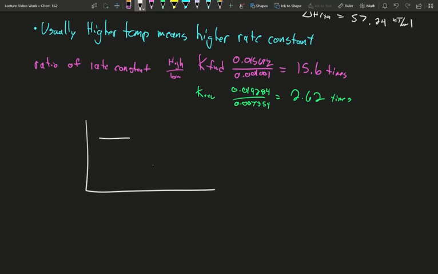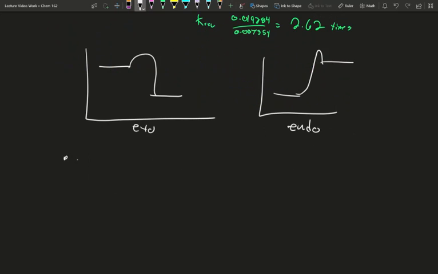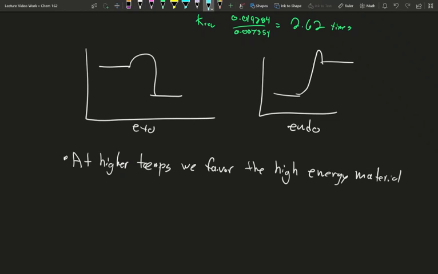What this really means is that any time you have a reaction, if it's exothermic, or like in this case, if it's endothermic, what happens is that at high temperatures, we favor the high energy material. In an endothermic reaction, you need heat to go to the product. If there's more ambient energy from a higher temp, then we have more heat. We push towards that side.